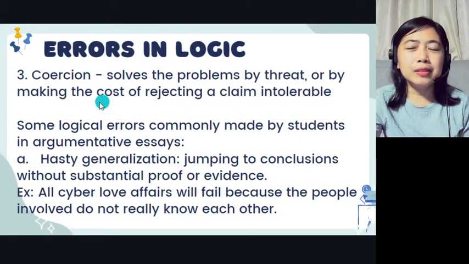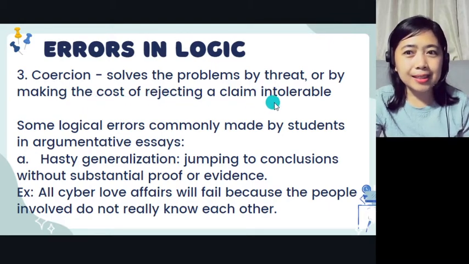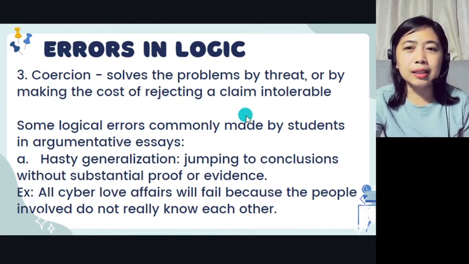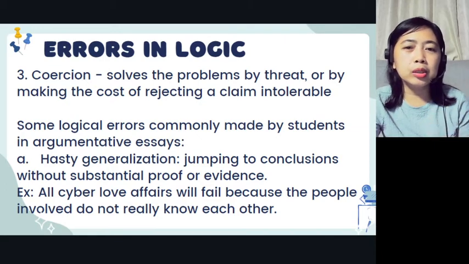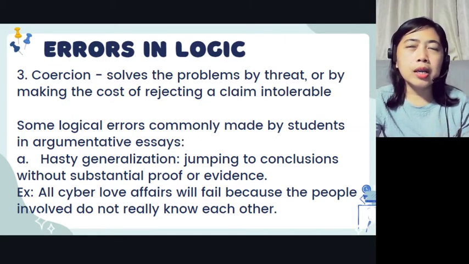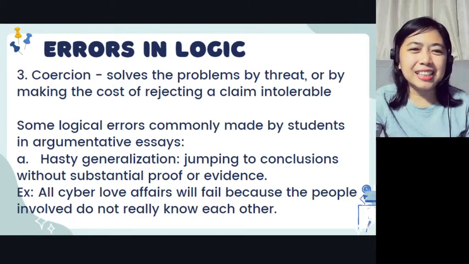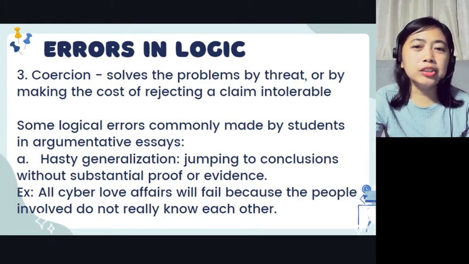Okay, here we have the third one, which is coercion. Coercion solves problems by threat or by making the cost of rejecting a claim intolerable. Coercion, yes, it is a grave threat, no? They say, if you do not vote or do not change your vote, this is what will happen to you. I will take away your family's allowance, or I will not appeal your child's 4Ps. So that is their style of coercion. It is a threat actually. It is really called a threat.